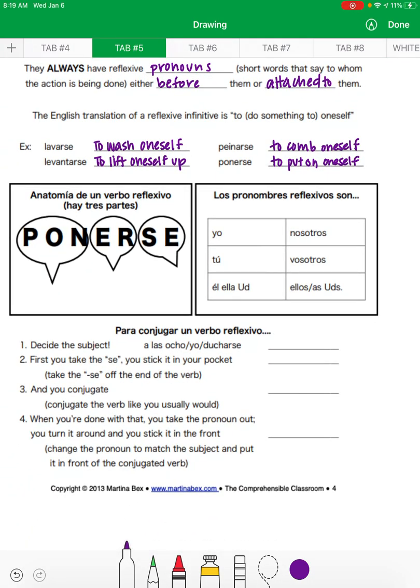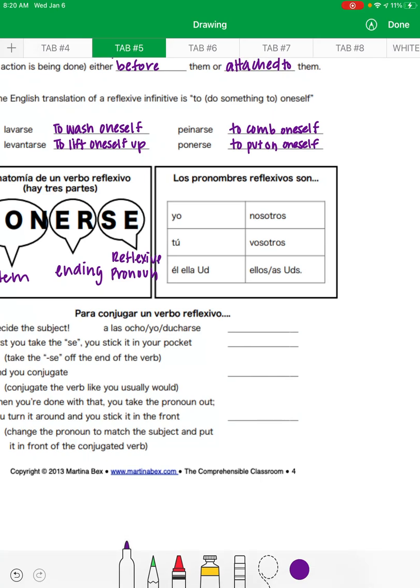There's three parts to a reflexive verb. Okay, you've got the stem and the ending, which we've seen. Okay, and then you've got the reflexive pronoun, which we have not seen. Okay, so a reflexive pronoun, these are the things that go at the end. That's a reflexive pronoun. Me, te, se, nos, os, and se.